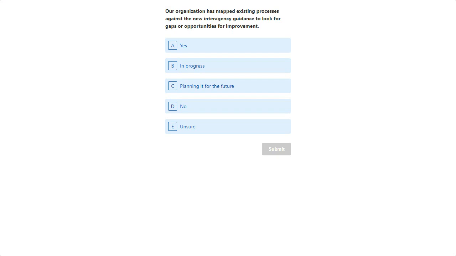Our second poll question of the day is, our organization has mapped existing processes against the new interagency guidance to look for gaps or opportunities for improvement. Yes, it's in progress. You're planning it for the future. No, or unsure. Hillary, I have another question here that we can answer.